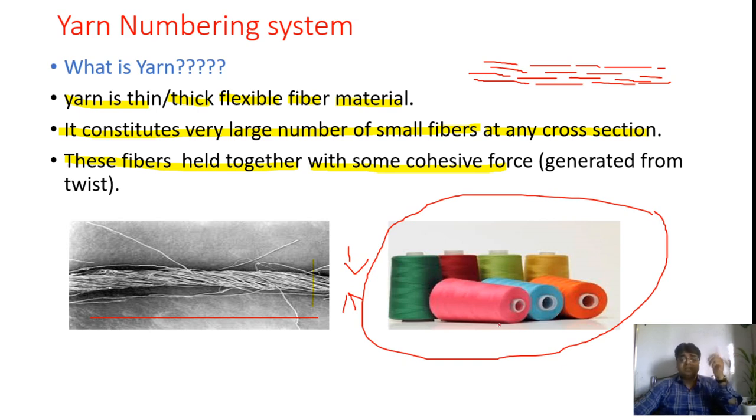So what is a yarn? Once again, yarn is a thin or thick, flexible fibrous material. It constitutes a very large number of small fibers at any cross section, and all these fibers are held together with some cohesive force between fiber and fiber. This cohesive force is generated by means of twist. So this is a yarn.